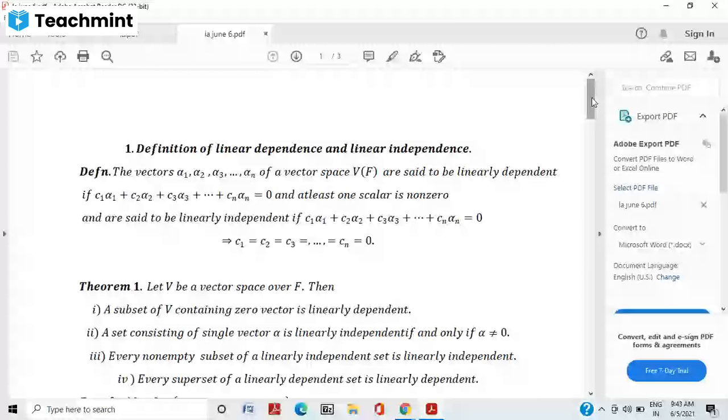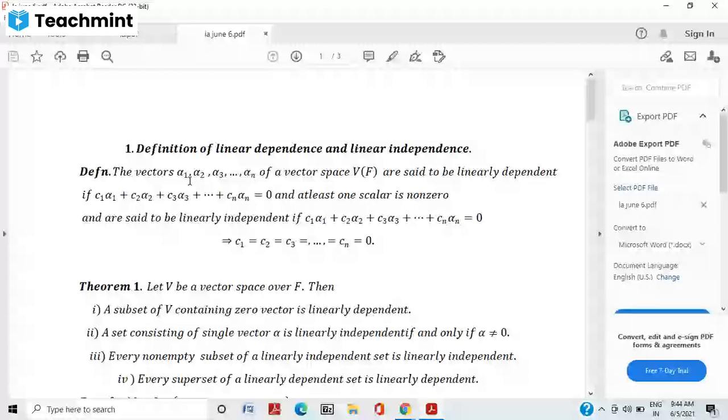What is linear dependence and linear independence? The definition will be asked as a 2 marks question. Then problems also will be there. Vectors will be given, and you have to show that they are linearly dependent or independent. That type of problem will also be asked for 2 marks. First of all, what is the definition of linear dependence?